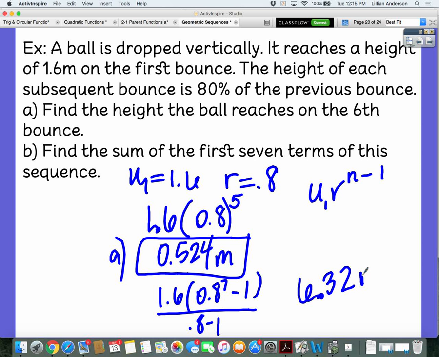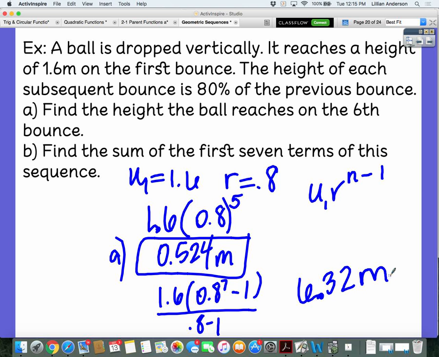I put negative 0.8 instead of negative 0.2. That's the other formula. It could be 1 minus your rate, or you could do your rate minus 1. It's easier to do the minus 1. For geometric, it doesn't matter which one you do.